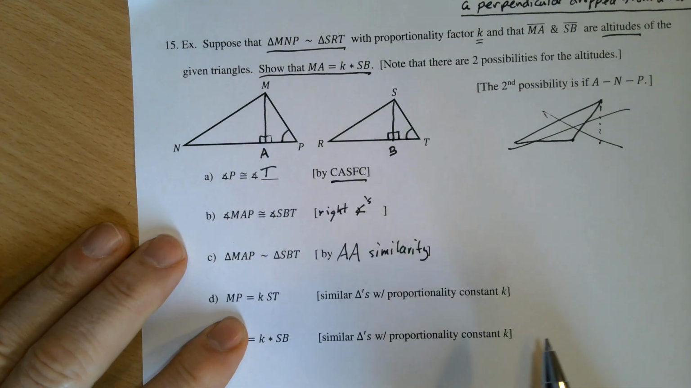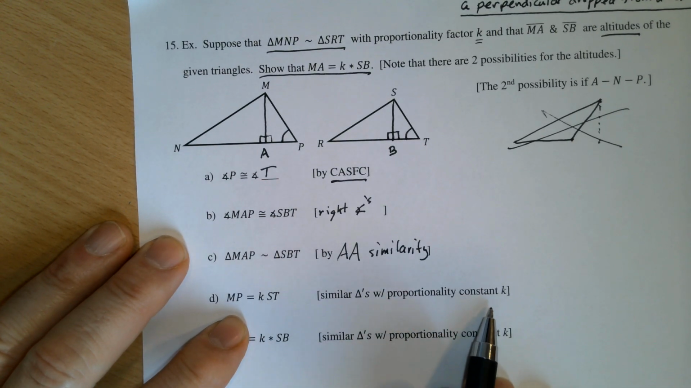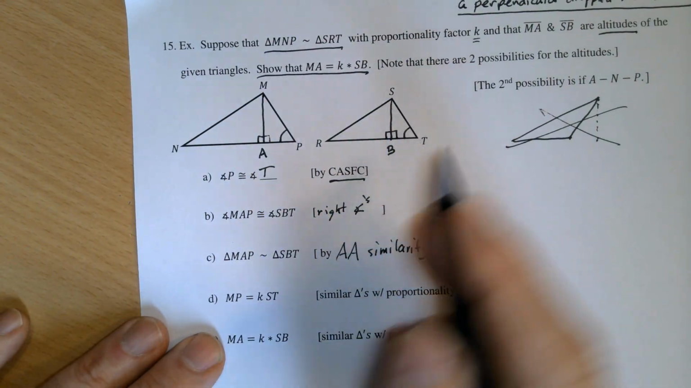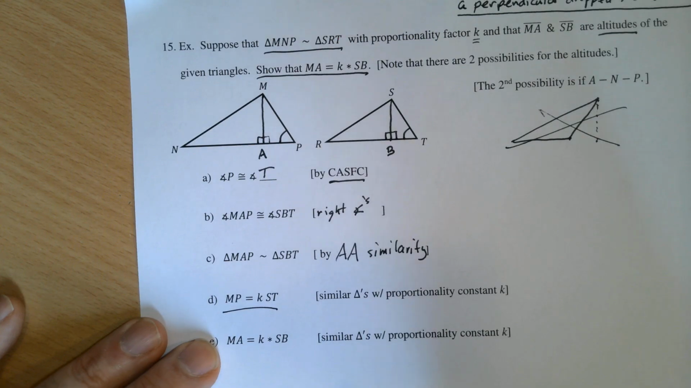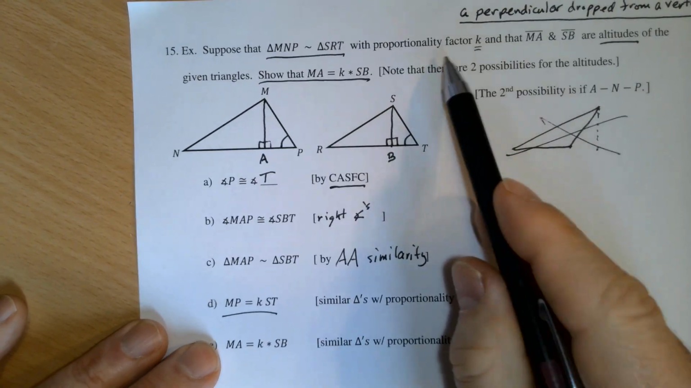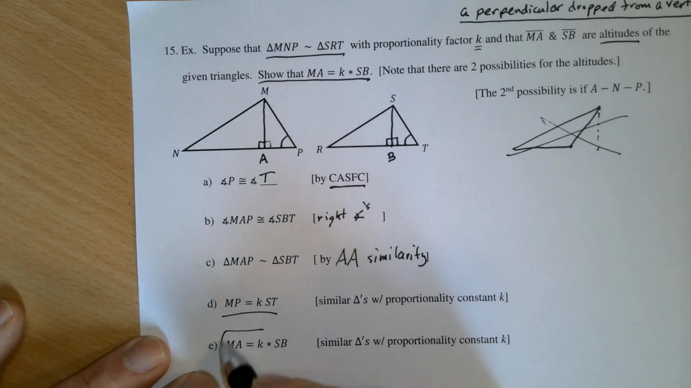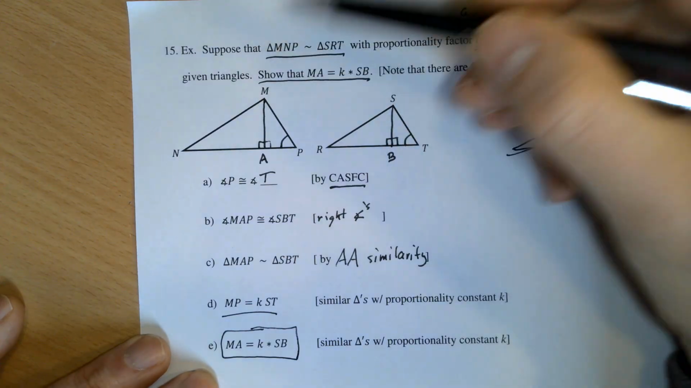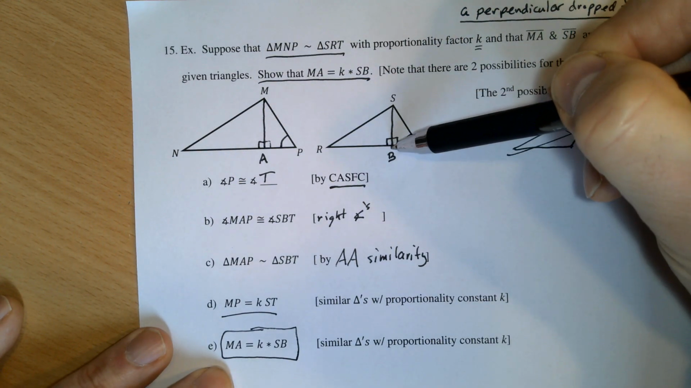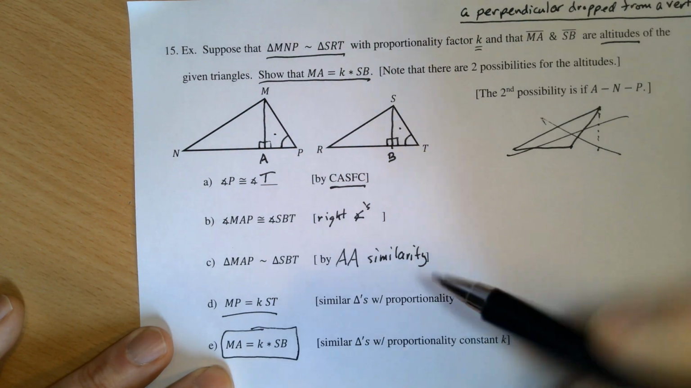All right, so the next two statements just come from similar triangles with proportionality constant k. We know that MP is equal to k times ST because they are similar triangles with proportionality factor or proportionality constant k. And then the final one is the one we're trying to prove. Same reasoning. MA is equal to k times SB because this triangle and this triangle, this one and this one, are similar.